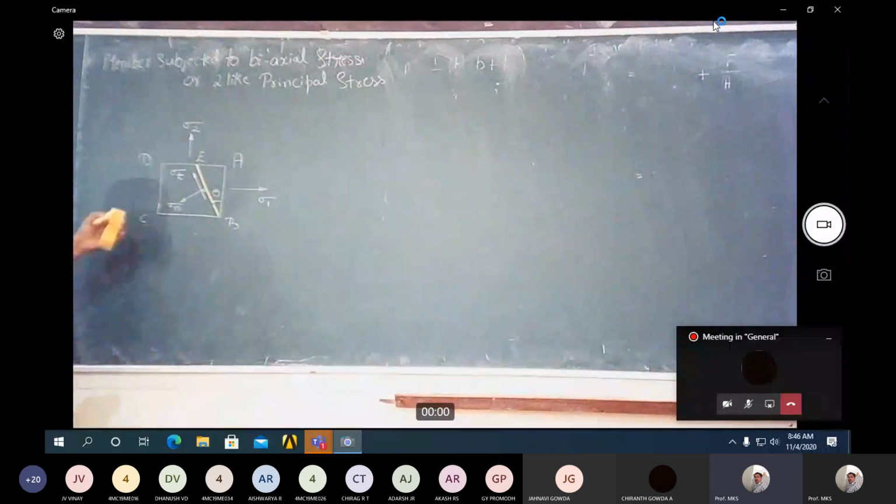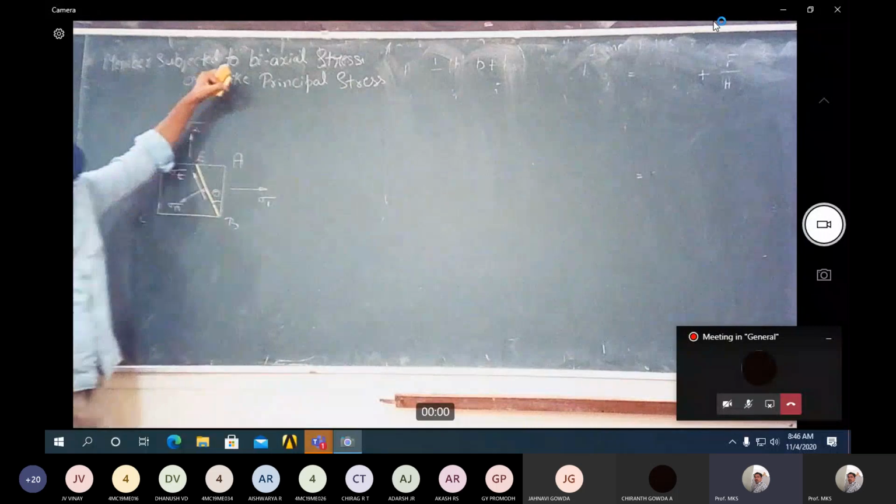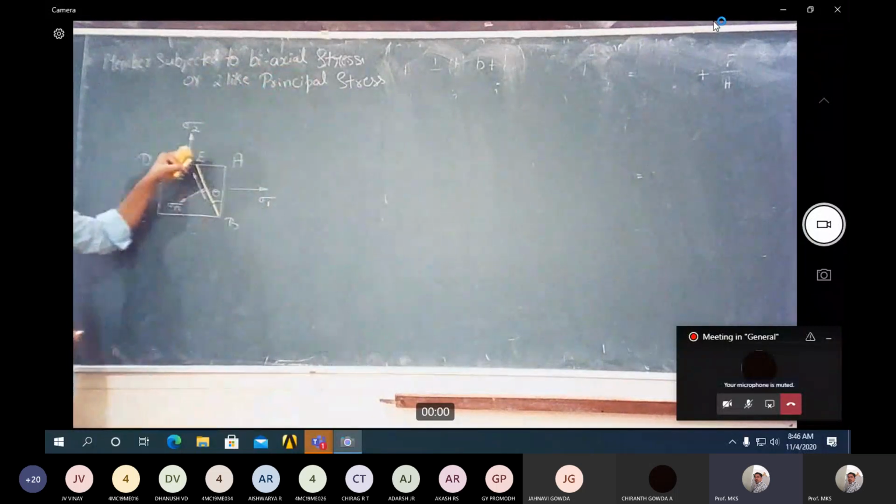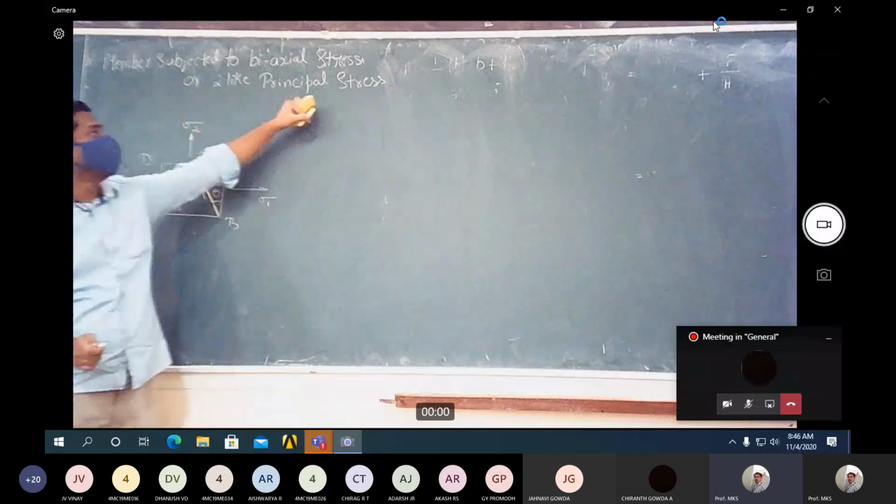Remember, it is subjected to biaxial stress. That is, in the x-axis one stress and in the y-axis the other stress, which are two like principal stresses.